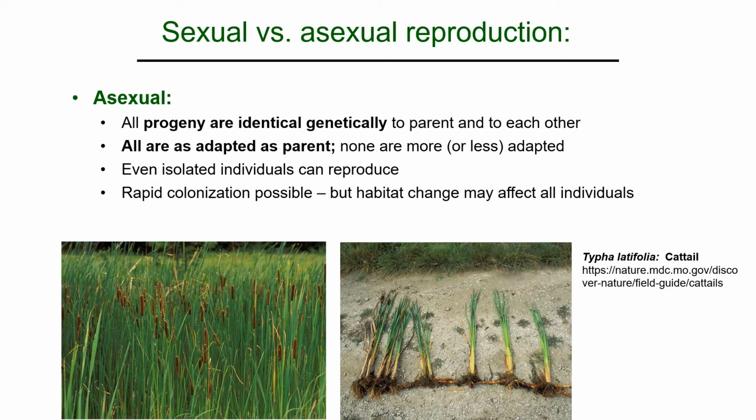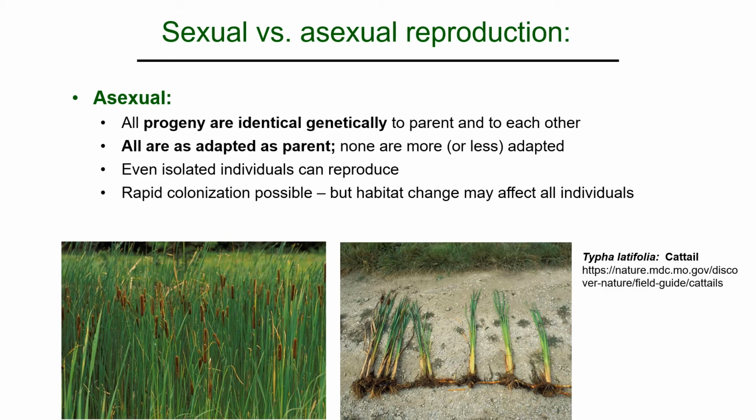So, asexual reproduction. If a plant is reproducing asexually, then all of the offspring are going to be genetically identical to the parent and to each other. So they're all exactly the same genetically. And that has some really important implications ecologically. So every individual is going to be equally adapted to environmental conditions as the parent was. None will be more adapted, none will be less.